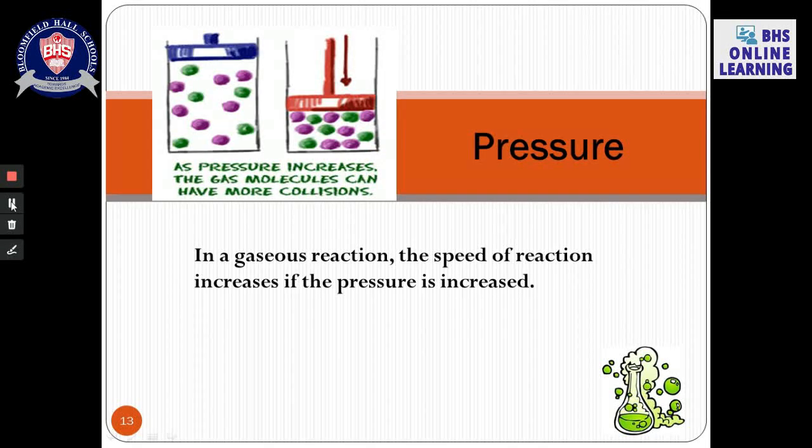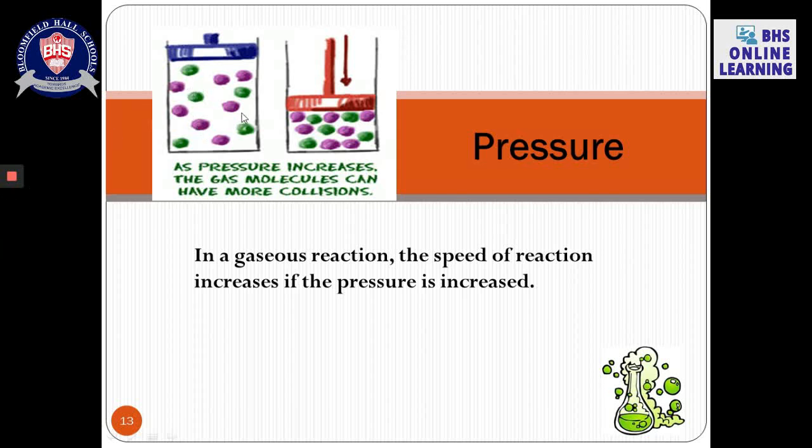Pressure only affects the reactions in which gases are involved. Okay, so in a gaseous reaction, the speed of reaction increases if the pressure is increased.